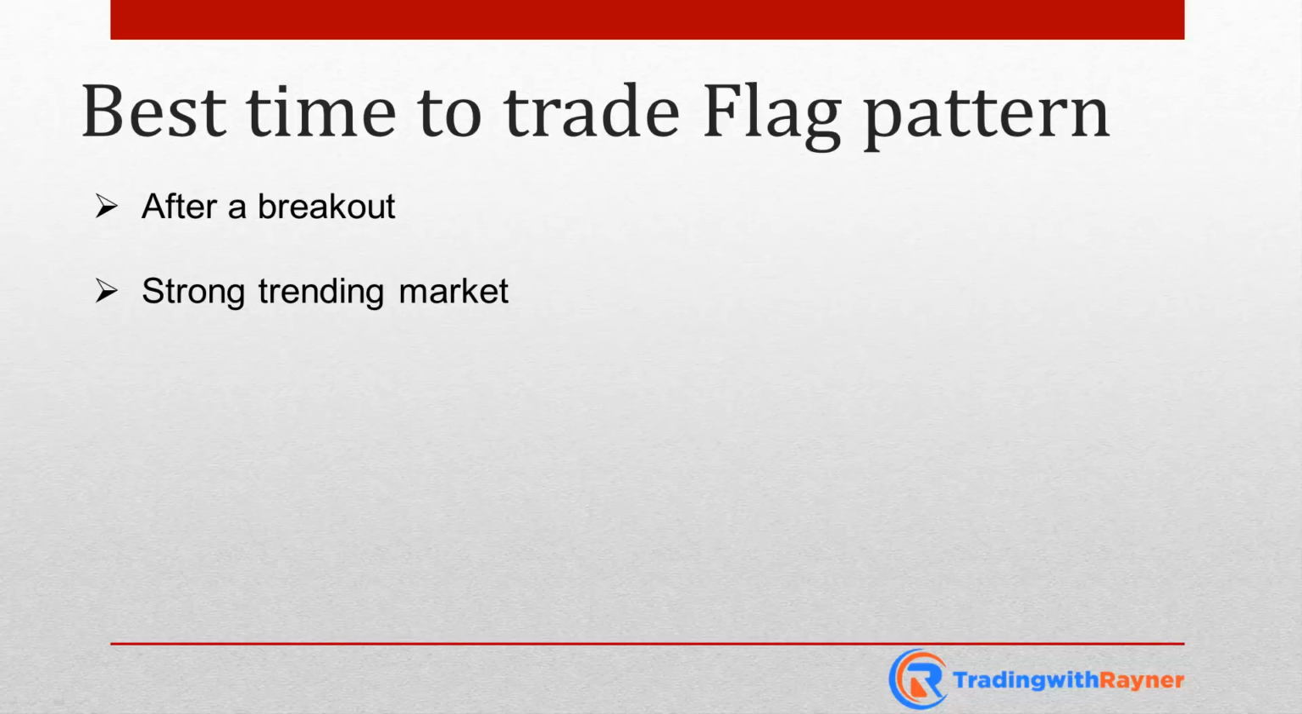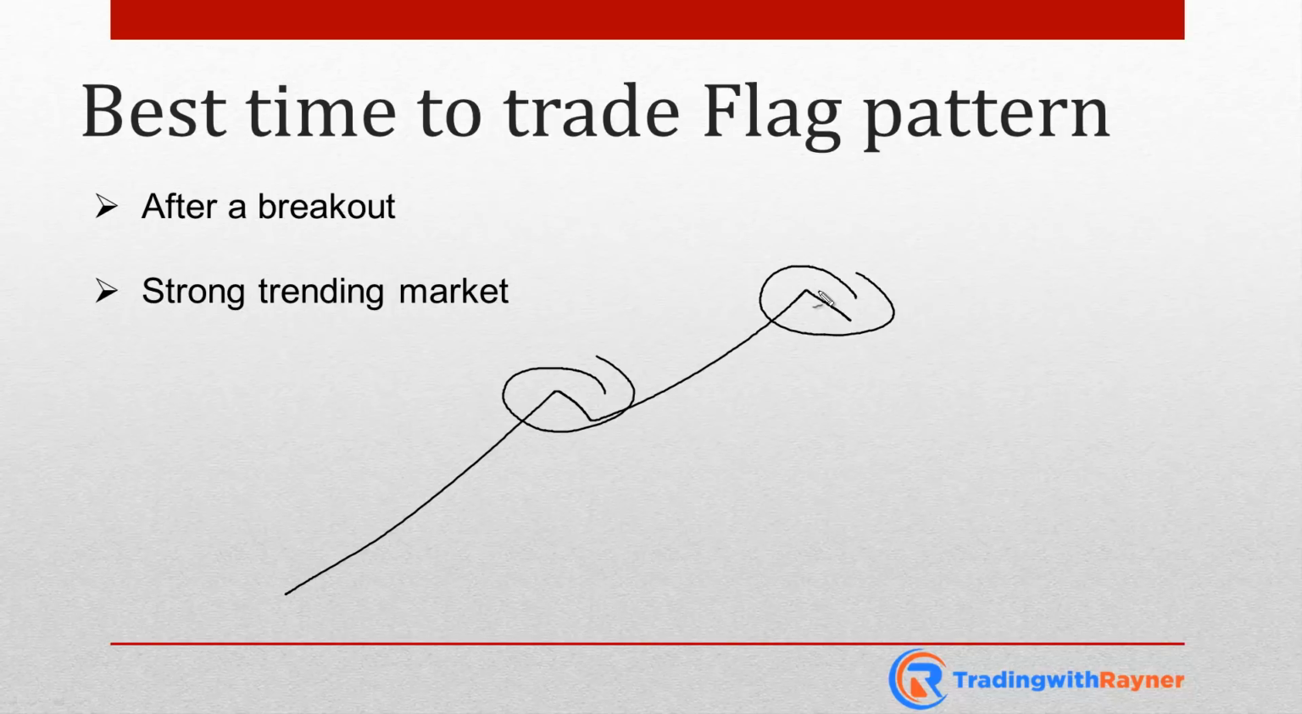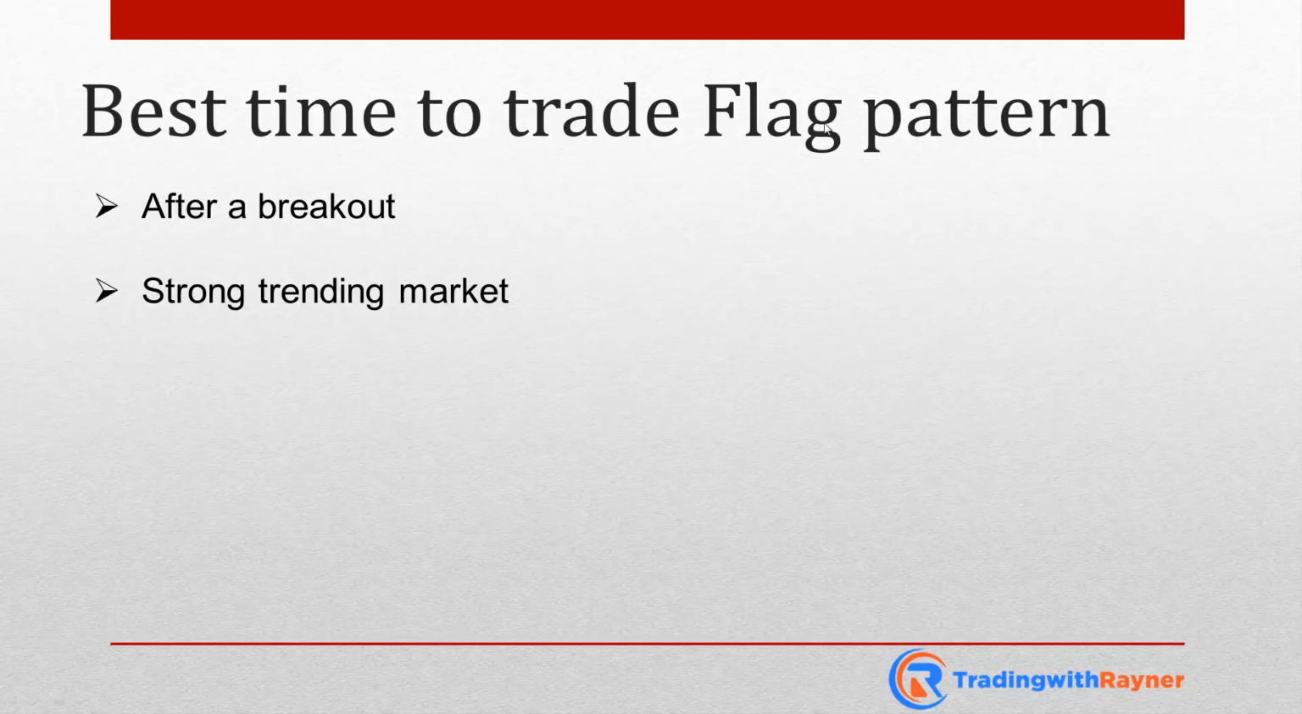Alternatively, you can trade a flag pattern in a strong trending market. So in a strong trending market, you have a trending move, then you have the pullback, trending move, pullback. So usually when the market is trending strongly, trading above the 20 period moving average, these are all possible opportunities to trade the pullback in the form of a flag pattern.